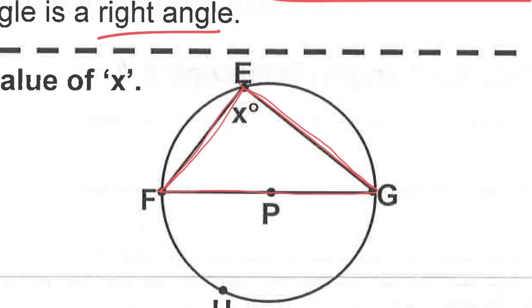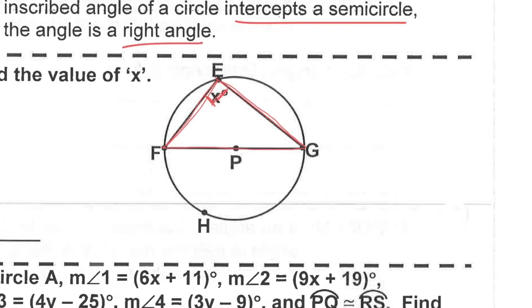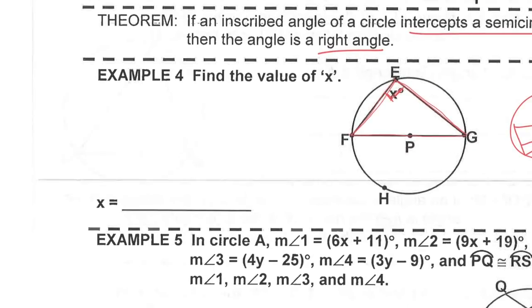But it says in this theorem, if it intercepts a semicircle, then it's a right angle. So if this happens, guys, no matter how it looks, that's always going to be 90 degrees. If I had one that looked like this, well, maybe I should draw a better circle there. If I had one that looked like this, that would have to be 90 degrees, okay? So that means that X is 90 degrees.